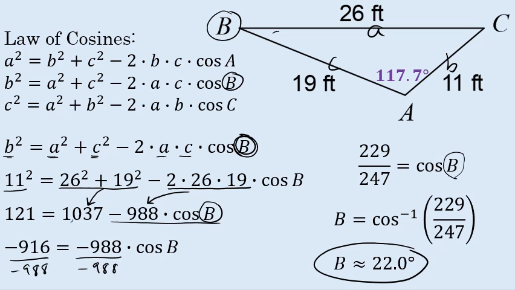Now it makes sense that angle B would be a lot smaller than angle A because the side across from angle A is 26, the largest side in the triangle, and the side across from angle B is only 11, the smallest side in the triangle. In any triangle, the largest side will be across from the largest angle, and the smallest side will be opposite the smallest angle. That only leaves us with angle C to find to complete our solving of this triangle.